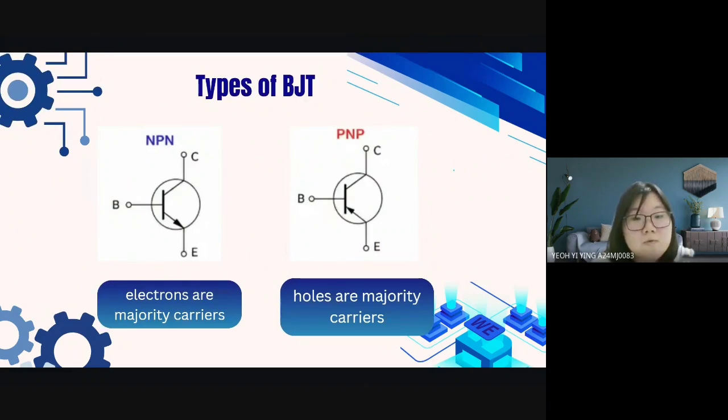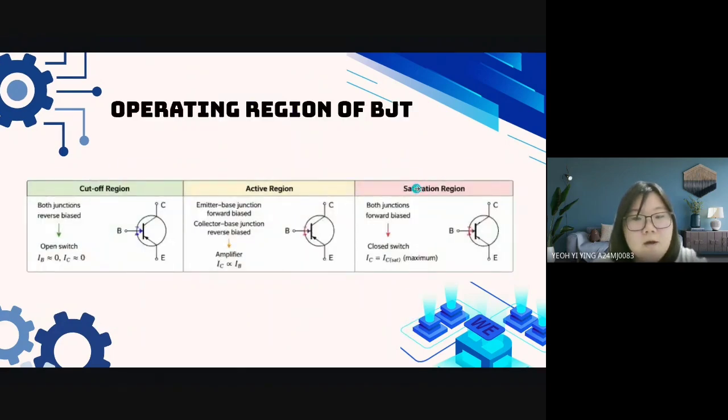Next, the types of BJT are classified into two types, which are NPN and PNP. NPN uses electrons as the majority carrier, while PNP uses holes. And next, the operating regions of BJT. BJT is divided into three regions: cutoff region, active region, and saturation region.